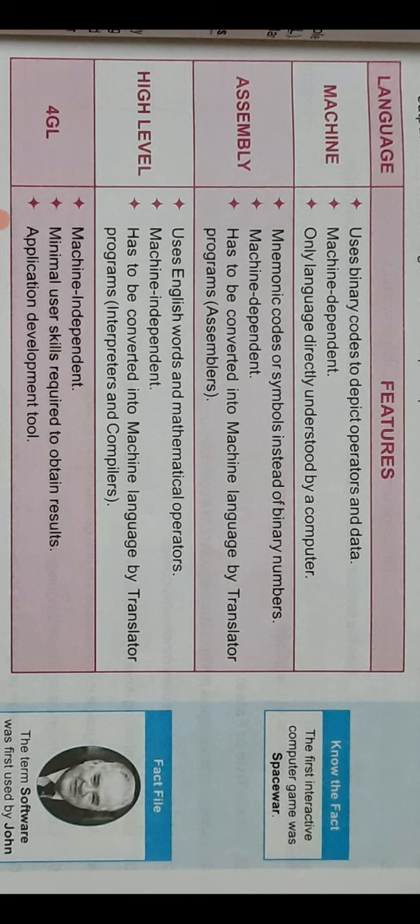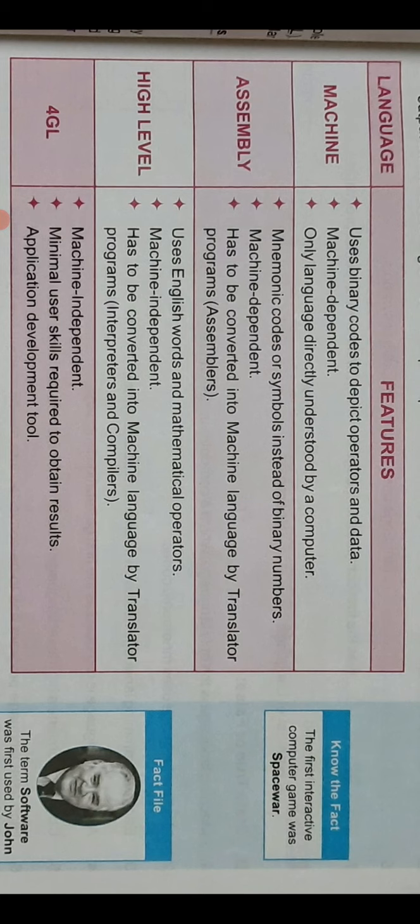First generation, that was machine level languages. What are the features? Uses binary codes to represent operators and data. That means it only understands binary codes, that means 0 and 1. Next, it is machine dependent. It is very much machine dependent.